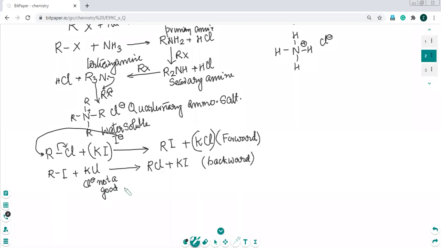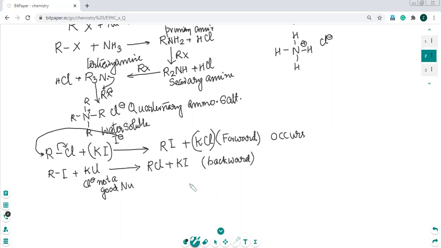It's a weak nucleophile compared to I minus. Cl minus is not a good nucleophile and therefore the backward reaction does not occur. So, the forward reaction occurs. Clear?